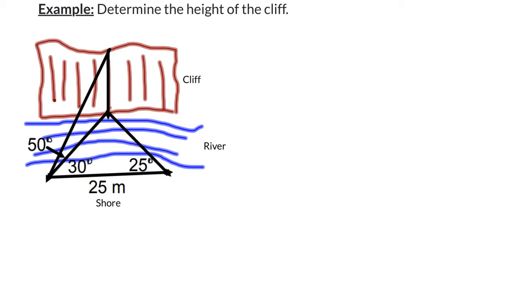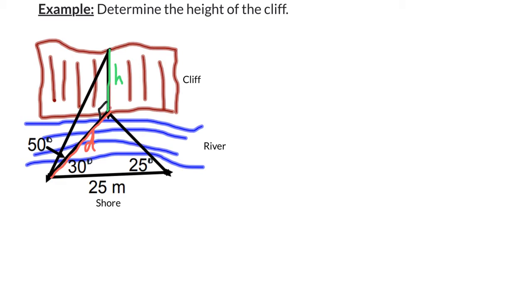So this distance across the river, I'm going to label that as D. And the height of the cliff, I'm going to label as H. And it's important for this problem that anytime you're dealing with height, you're dealing with a right angle. So the cliff is 90 degrees to the river.